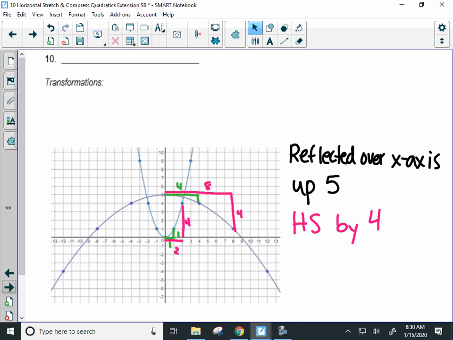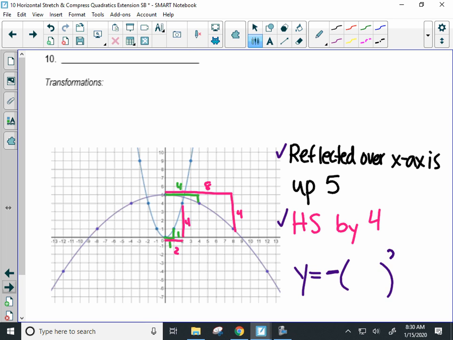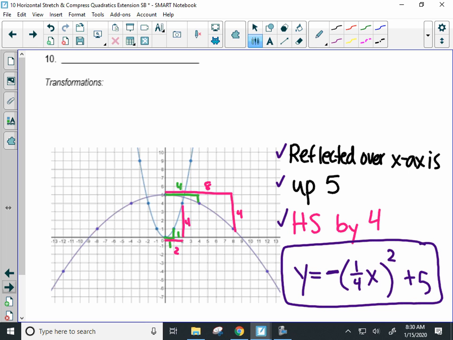All right, so now we're going to write our equation. Y equals. I have to start with that reflection over the x-axis, which is a minus in front of the whole equation. The next thing that happens is the horizontal stretch. That's inside the parentheses. And for the horizontal stretch, you take the reciprocal of 4, which is 1/4. And then up 5 goes on the end. So that would be your equation.